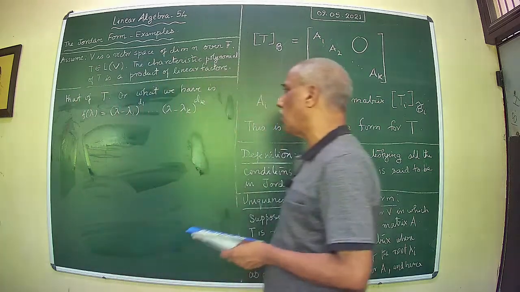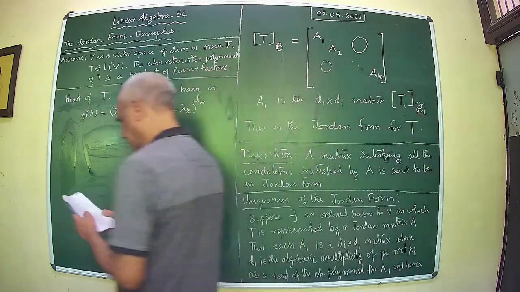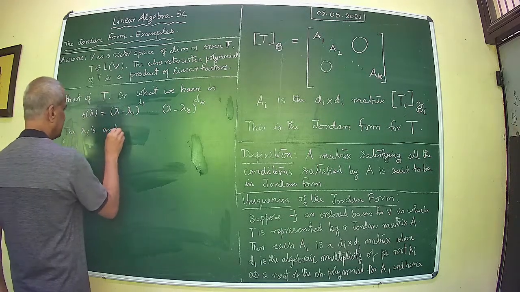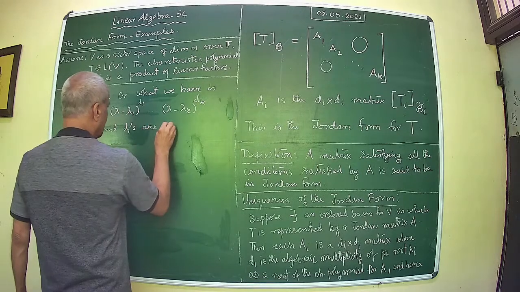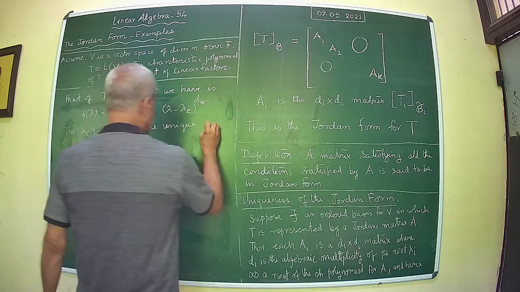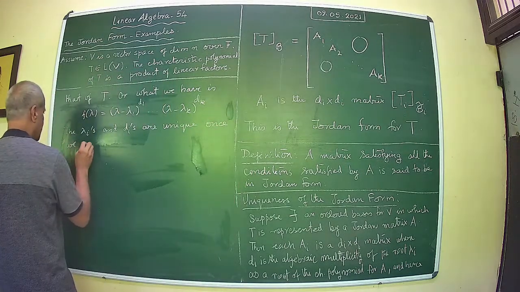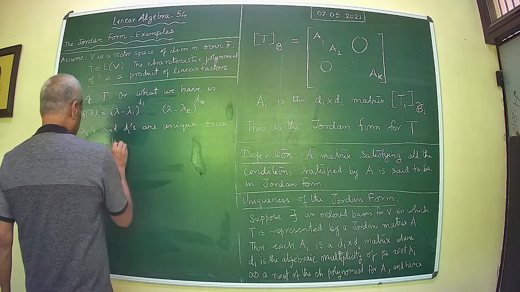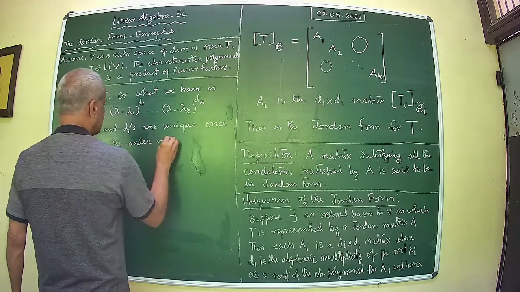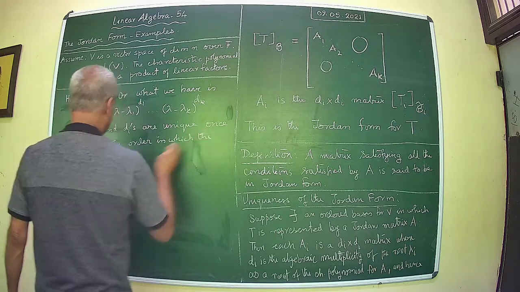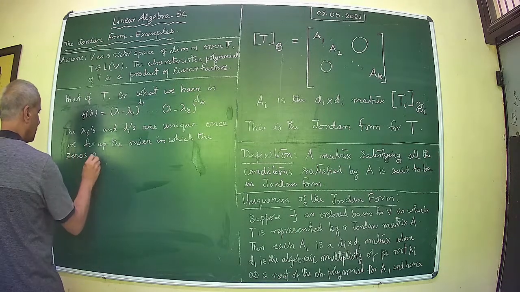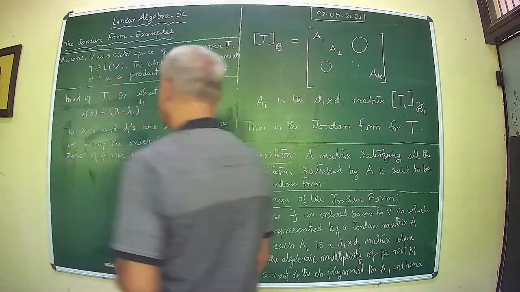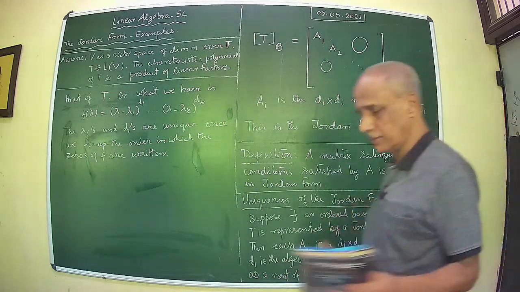And once we fix the order of lambda 1, lambda 2, etc., lambda k, the lambda i's and the di's are unique once we fix the order in which the zeros are written. So once we fix the choice, then everything is done. Okay.